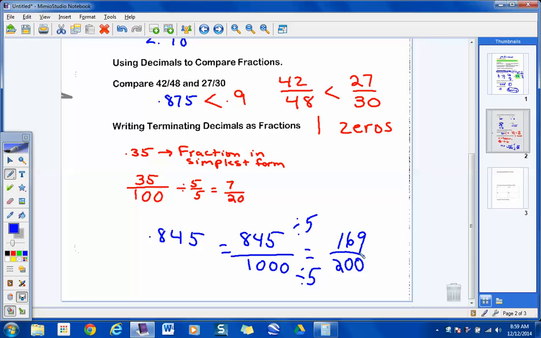Now how can I know that that's right at least? Couldn't I take 169 divided by 200? And if I did that, what would my decimal be? 0.845. Better be, right? John, are you checking for me? Yes. Okay, so what's the simplest form of 0.845, kiddos? 169 over 200.